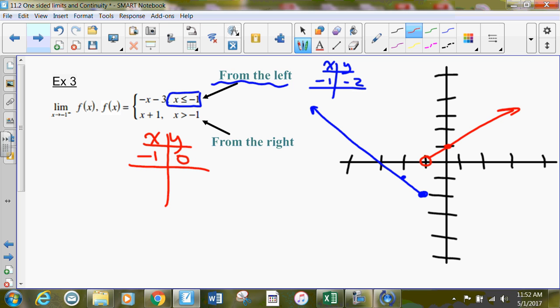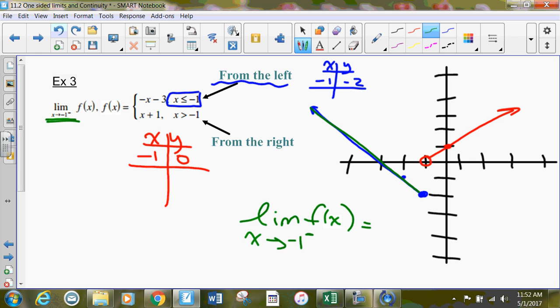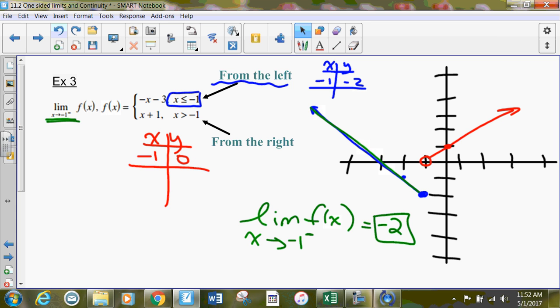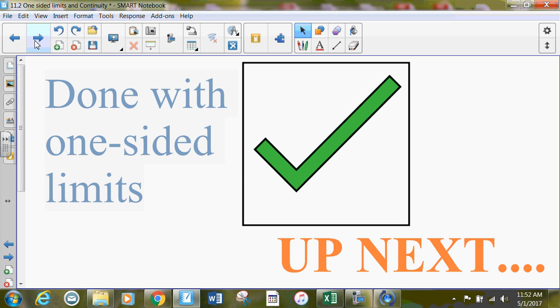All right, so coming from the left, we are approaching -2. Coming from the right, we are approaching 0. But that's okay because I just noticed something. It's only asking us from the left. So the limit of this function, where we're approaching -1 from the left, is equal to -2. If it asks us for the limit of the whole function, we'd say it does not exist. All right, yay, we're done with one-sided limits.